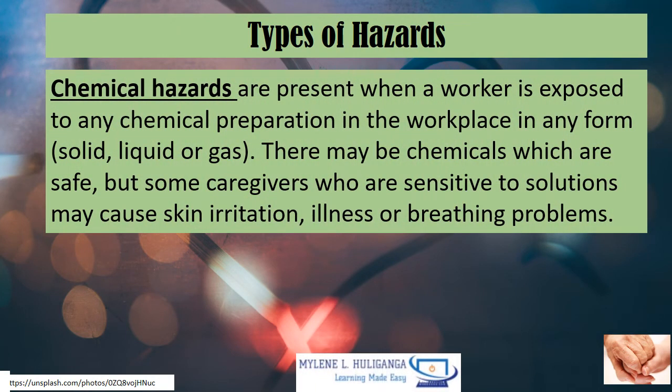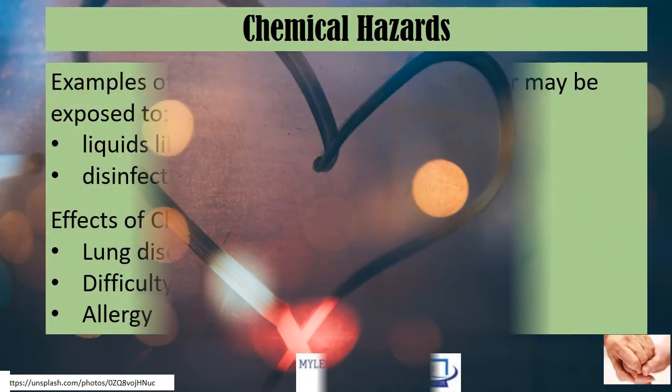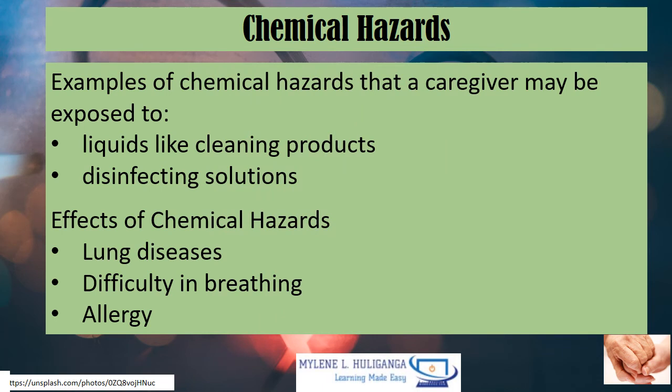Another type of hazard is the chemical hazards. Chemical hazards are present when a worker is exposed to any chemical preparation in the workplace in any form, solid, liquid, or gas. There may be chemicals which are safe, but some caregivers who are sensitive to solutions may experience skin irritation, illness, or breathing problems. Examples of chemical hazards that a caregiver may be exposed to: liquids like cleaning products and disinfecting solution. The effects of chemical hazards are lung diseases, difficulty in breathing, and allergy.